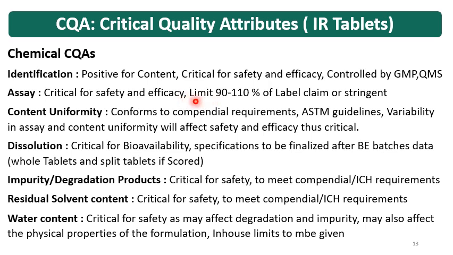Generally 100% of the label claim is given, and the limit is given as 90 to 110% of label claim, or stringent. For example, stringent requirement is there for Europe market, and the requirement is 95 to 105% of the label claim. Content uniformity. Conforms to the compendial requirements, USP CU requirement. Nowadays ASTM guidelines are referred. Variability in the assay and CU will affect the safety and efficacy. So the CU is critical.